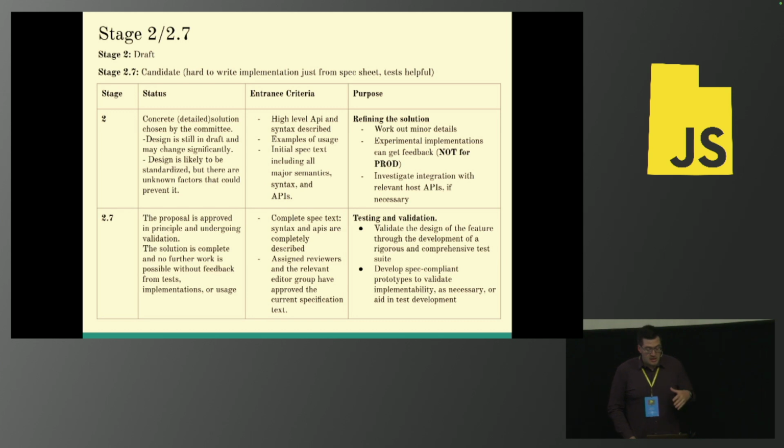Now the goal with these tests is that there will be no additional work without feedback from the tests. So seeing, hey, did certain tests not pass? Were certain tests not performant, or just early examples of usage, if you will. So ideally, at 2.7, the API should be ironed out. It's not going to change that much. And you'll have the syntax, the different APIs, and then you'll have assigned reviewers of the group, and they'll approve the current specification text.